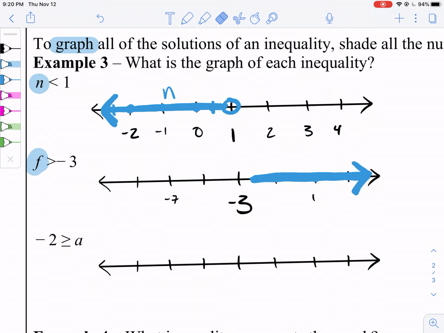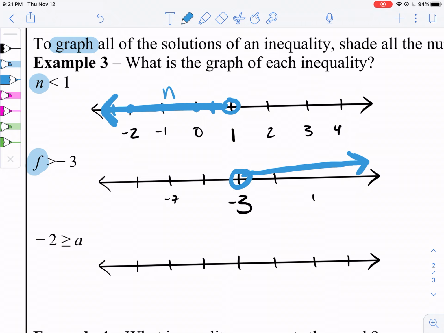Excellent. By the way, some people have the arrow above the number line as their technique, and I'm okay with that too. You can have your arrow above the number line. And again, we're going up to negative 3, but not including it, so we have an open circle again. Those are all of our f's. And last one, we have negative 2.